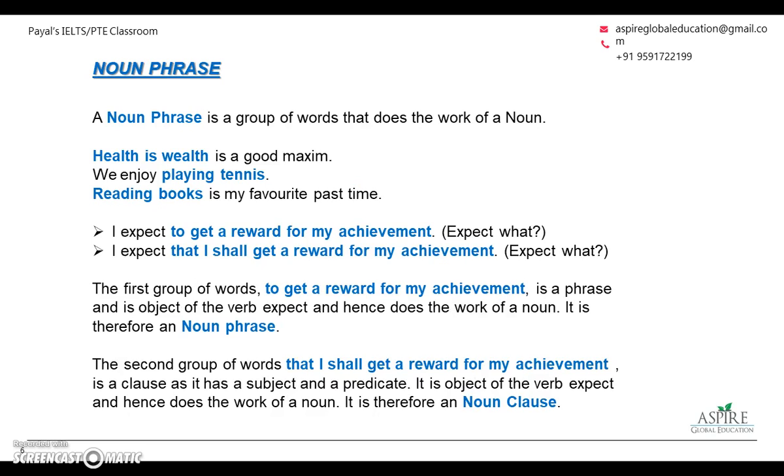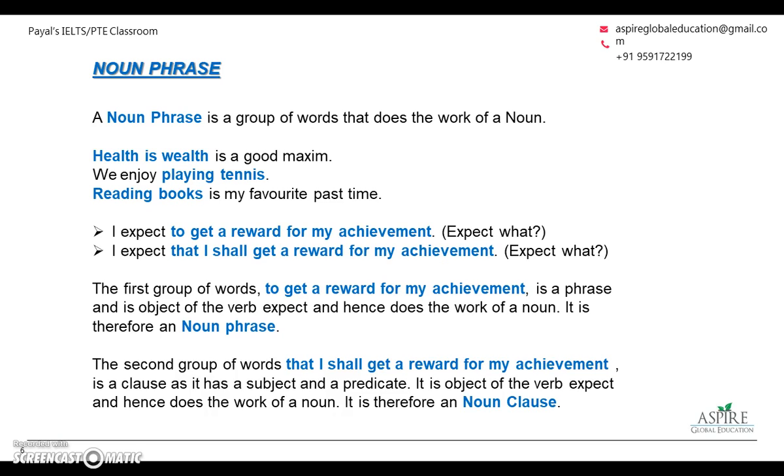Noun phrase. As the name suggests, a group of words that do the work of a noun. Let's look at a few examples. Health is wealth is a good maxim. So what is a good maxim? Health is wealth. So here, this group of words has a subject and a predicate both, so it acts like a noun clause.